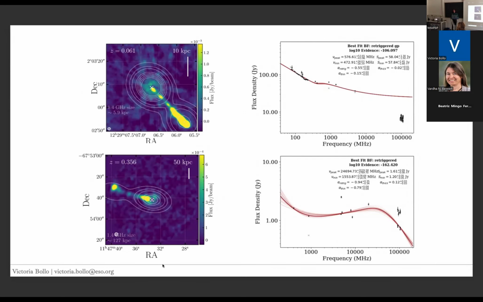So to be honest, I'm not completely sure how this was performed because it was a quick assessment. Actually, we don't have the SEDs for all these sources. But yeah, that would be something very interesting to look at. But what do you think would be the implications?